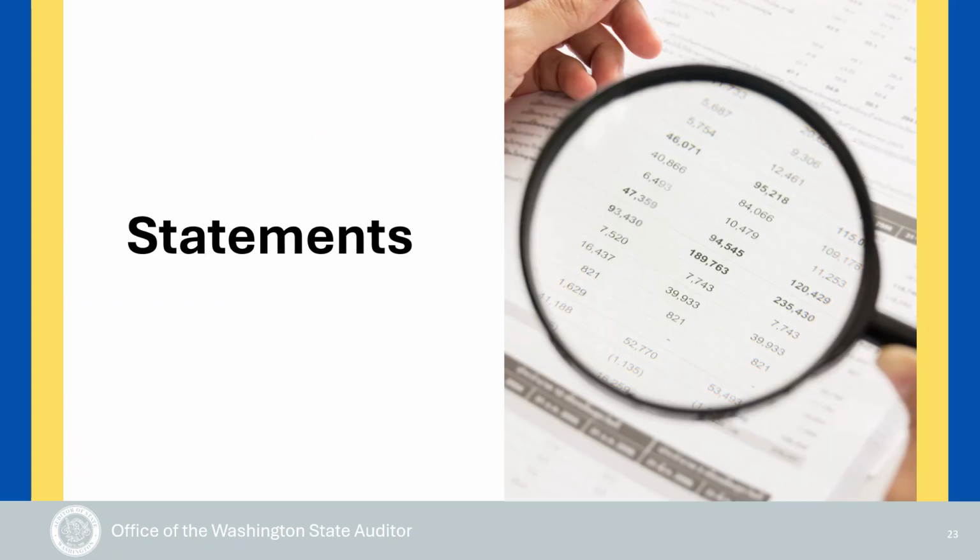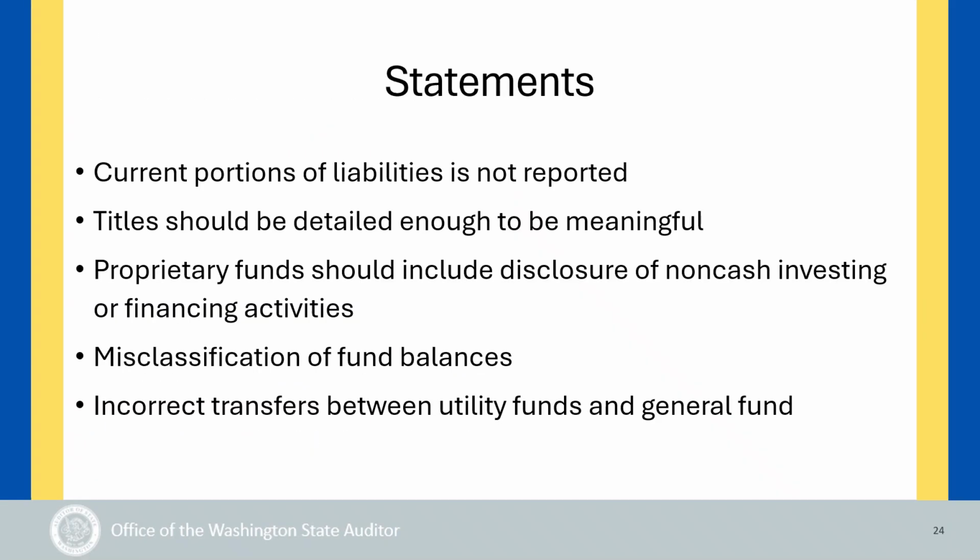Moving on to the financial statements themselves. The most common error SAO and GFOA have seen is the current portion of liabilities, in particular total OPEB liabilities not being reported. Other common issues are titles that are not detailed enough to be meaningful, proprietary funds not including the disclosure of non-cash investing or financing activities, misclassifications of fund balances, and incorrect transfers between utility funds and the general fund.